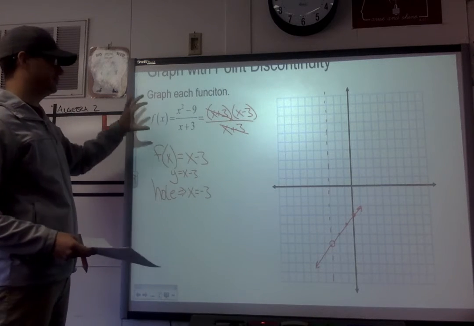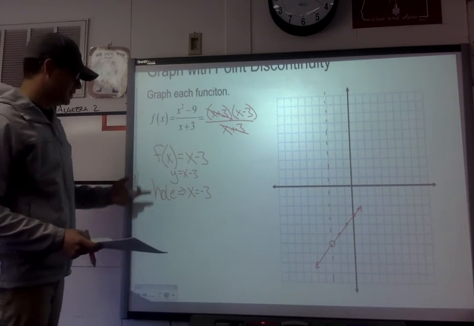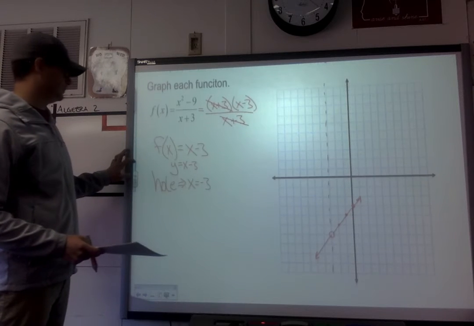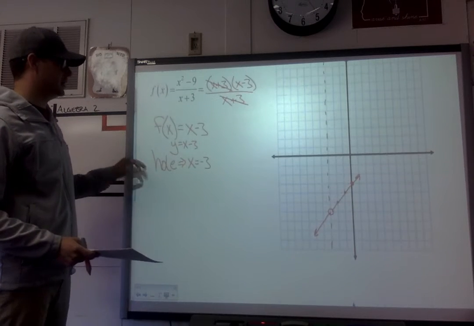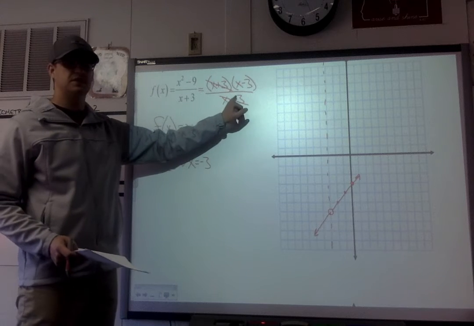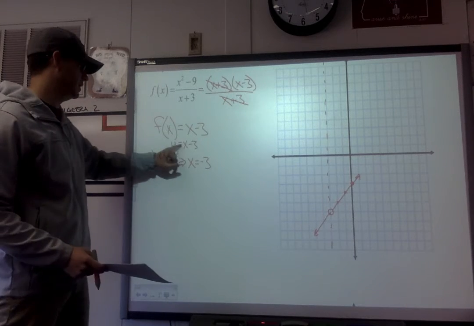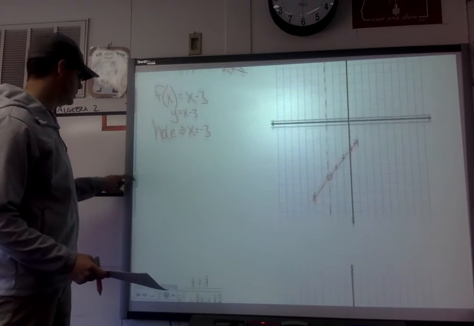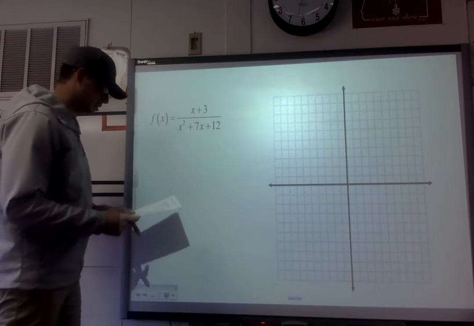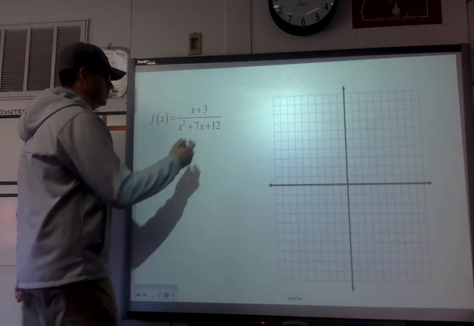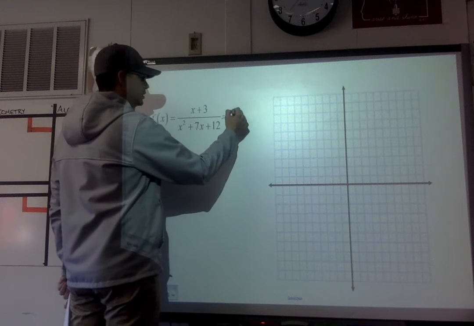So that's where we have just a hole in the graph. The next one that we're going to do, this one we only had a hole because there was nothing left in the denominator in our simplest form. This one, we're going to look at a little bit different scenario.